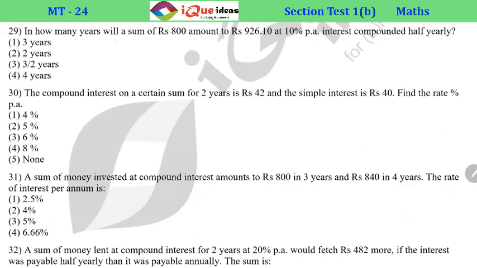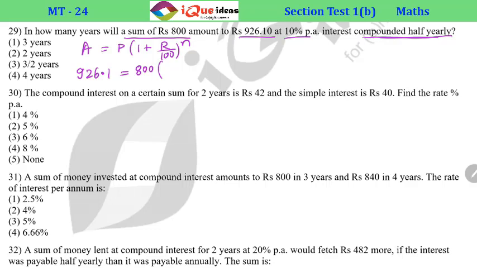Now the next question says, how many years will a sum of 800 amount to 926.1 at 10% interest compounded half yearly? Once again, we have to find n. Okay, so let's write the formula first. A is equal to P into 1 plus R by 100 to the power n. R is the rate for a period, n is the number of periods. Here, the number of periods will be double the number of years because it is half yearly. In place of A, let's put 926.1. In place of P, let's put 800, right? Into 1 plus R by 100. Now, it is 1 plus, rate is 10%, that is per year. So the rate for half year will be 5%. So 5 divided by 100 to the power n.